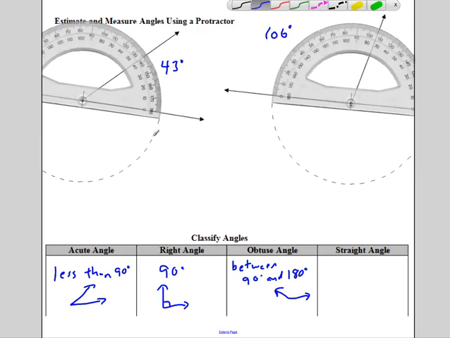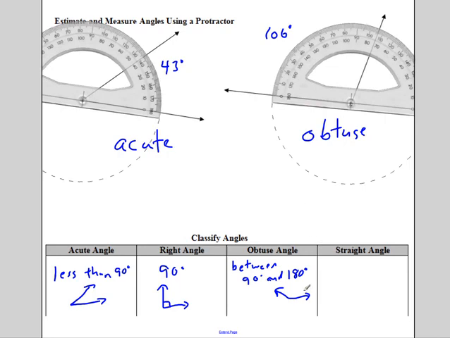So if I look at this first angle up here, it was a cute angle. So cute. And then this one over here was more than 90. It's 106, so I can tell it's obtuse. So you can measure it and tell, or just kind of know it's somewhere in between.